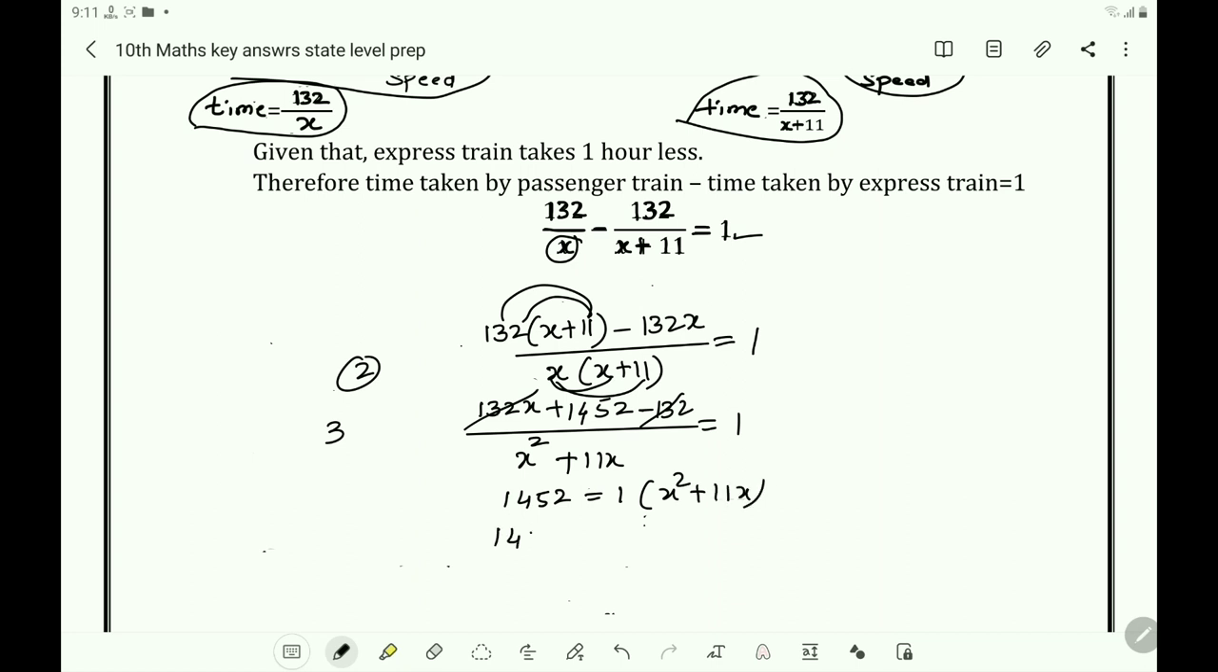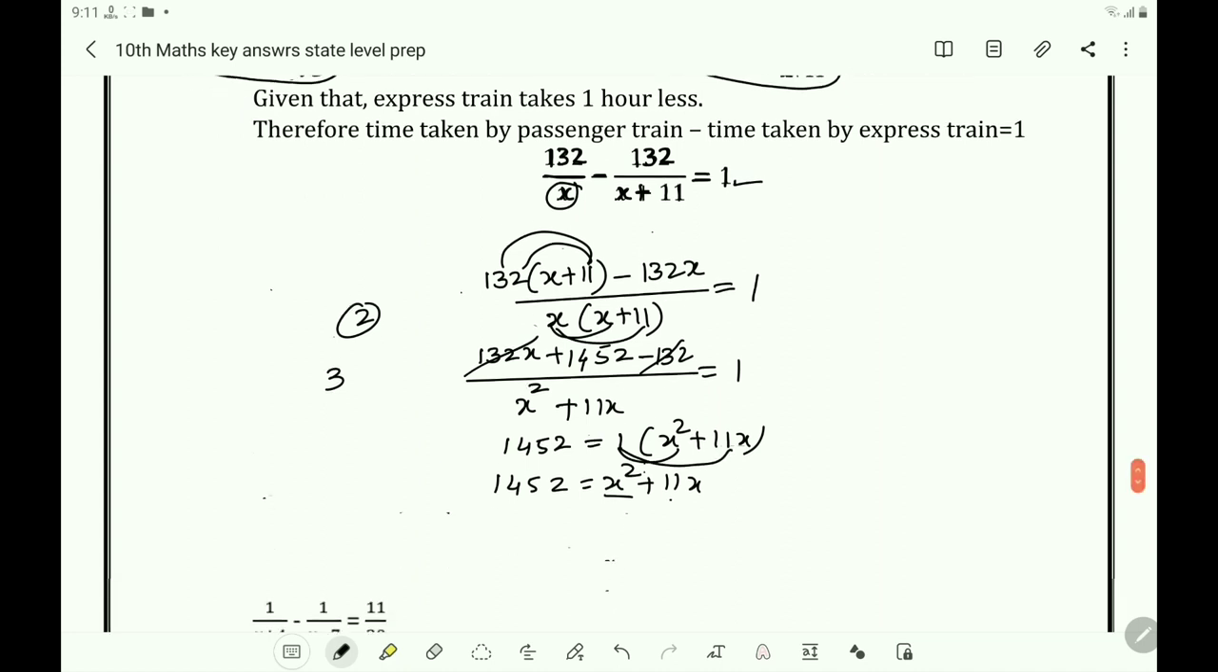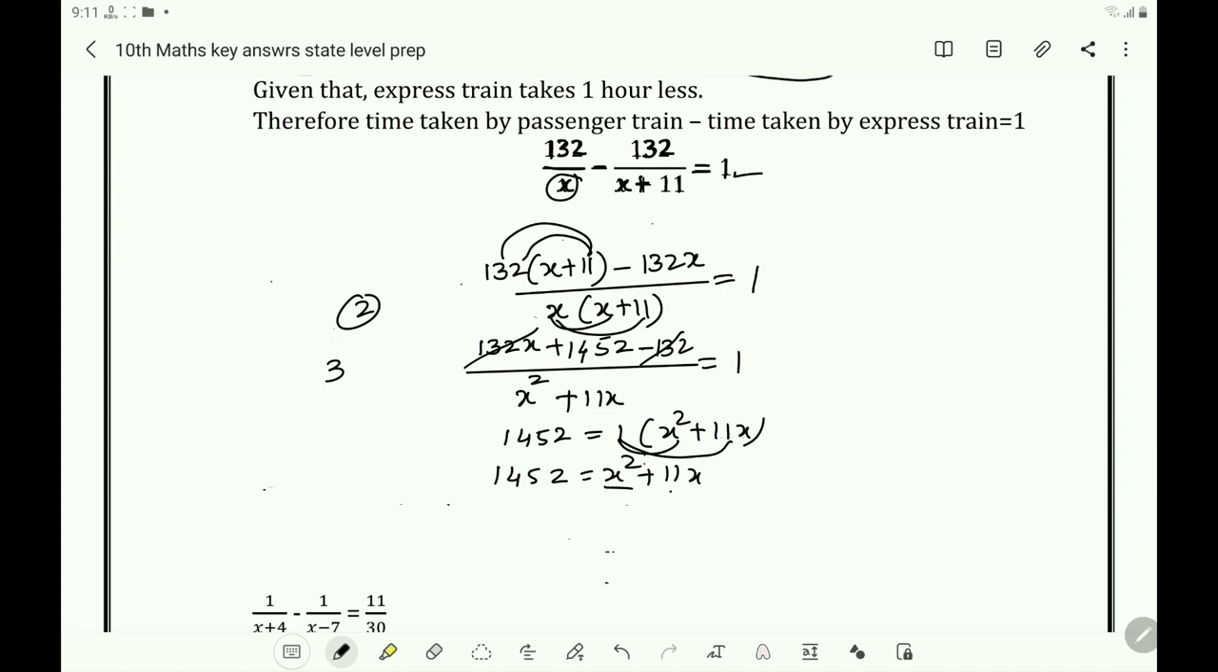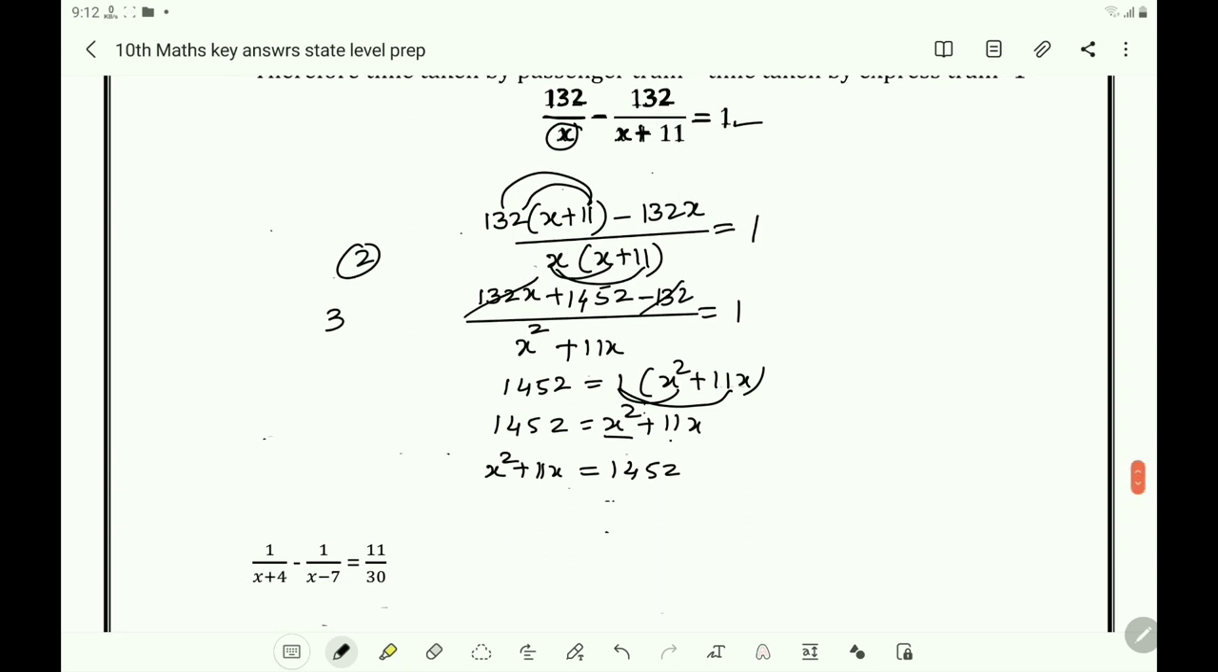1452 equals, you will get x square plus 11x, because 1 into x square is x square, 1 into 11x is 11x. Now here, you must convert this into the form of ax square plus bx plus c equals 0. So write that x square plus 11x equals 1452, that is x square plus 11x minus 1452 equals 0.